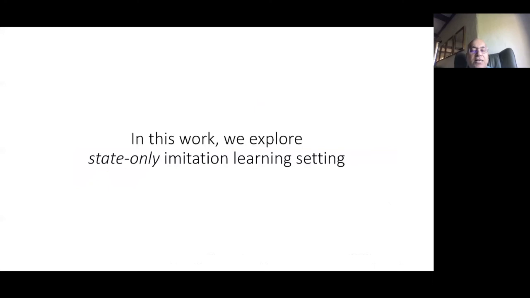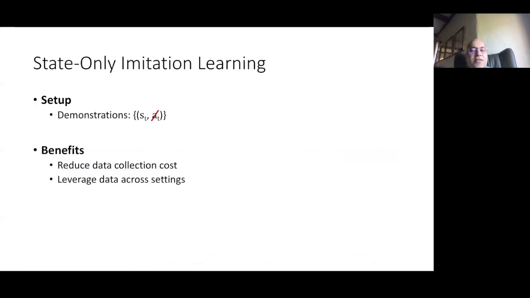Okay, so the contribution of this work is how do we manage if we have access only to states? So this is the setup. Traditionally in demonstrations, you want to have state action pairs for training a policy. Now, if I'm the third person observing somebody, all I have is the state.